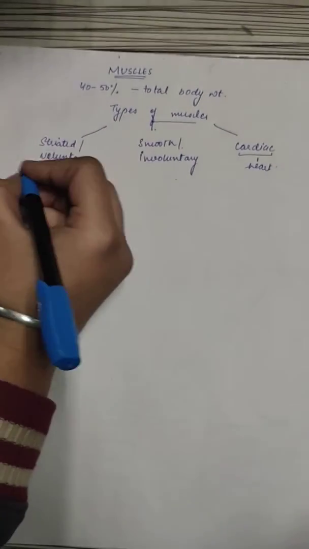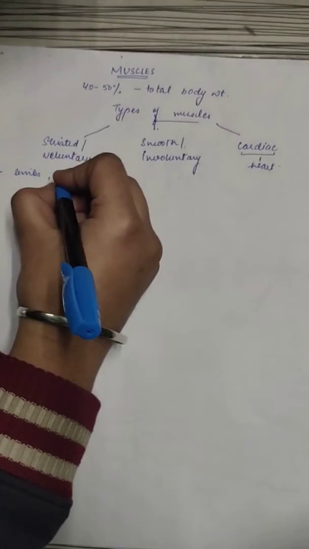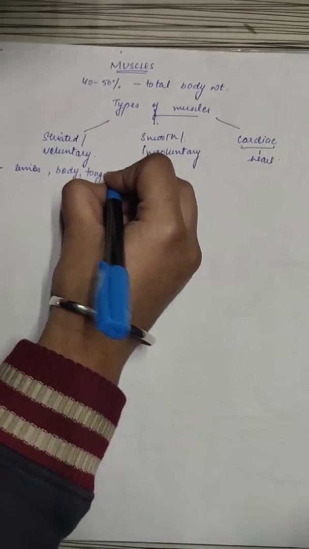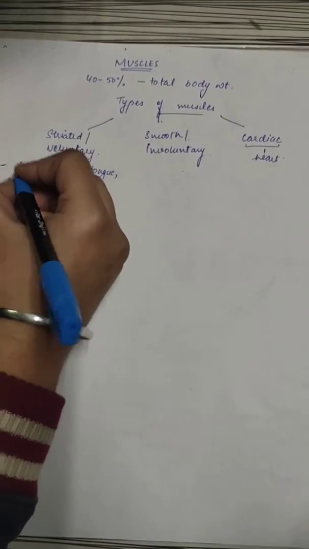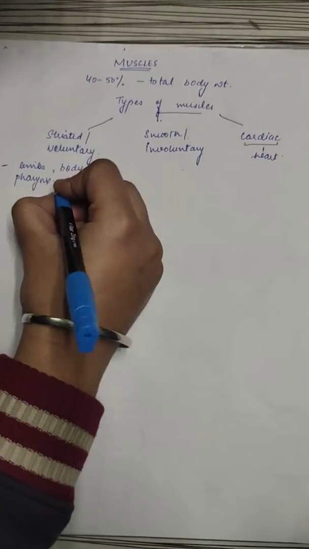Now striated muscle, where are they present? The striated muscles are found in limbs, in the body wall, in the tongue, in the pharynx, and in the beginning of the esophagus.